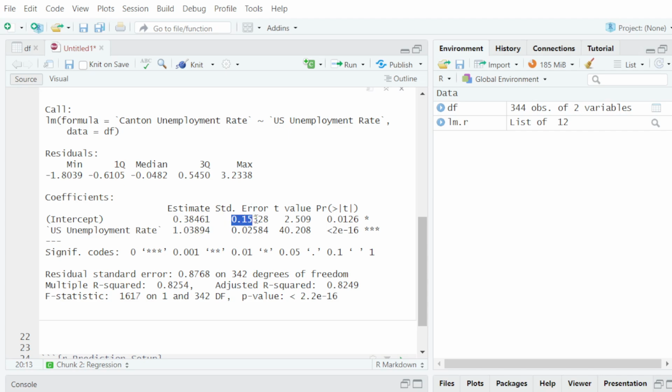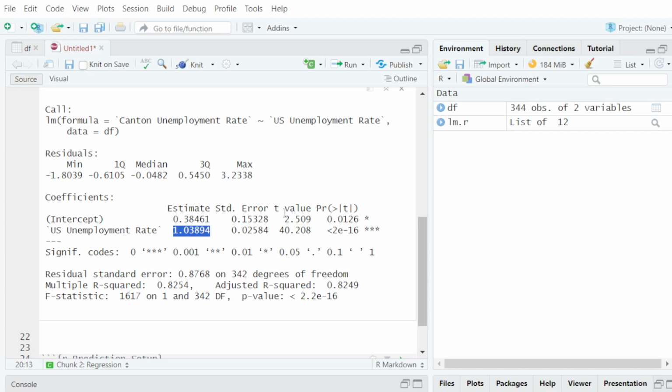So standard error, it gives you some idea of how much error is involved with these estimates. And you can use that then to construct a confidence interval if you want to. Typically, if you have a fairly large sample, and here we do, we have over 300 in our sample, you can take the standard error, double it, and then that's basically your margin of error. So say our intercept is 0.38461 plus or minus about 0.3, or the slope on US unemployment rate is 1.03894 plus or minus about 0.05. That's just taking those standard errors, multiplying them by 2, and treating that as a margin of error.